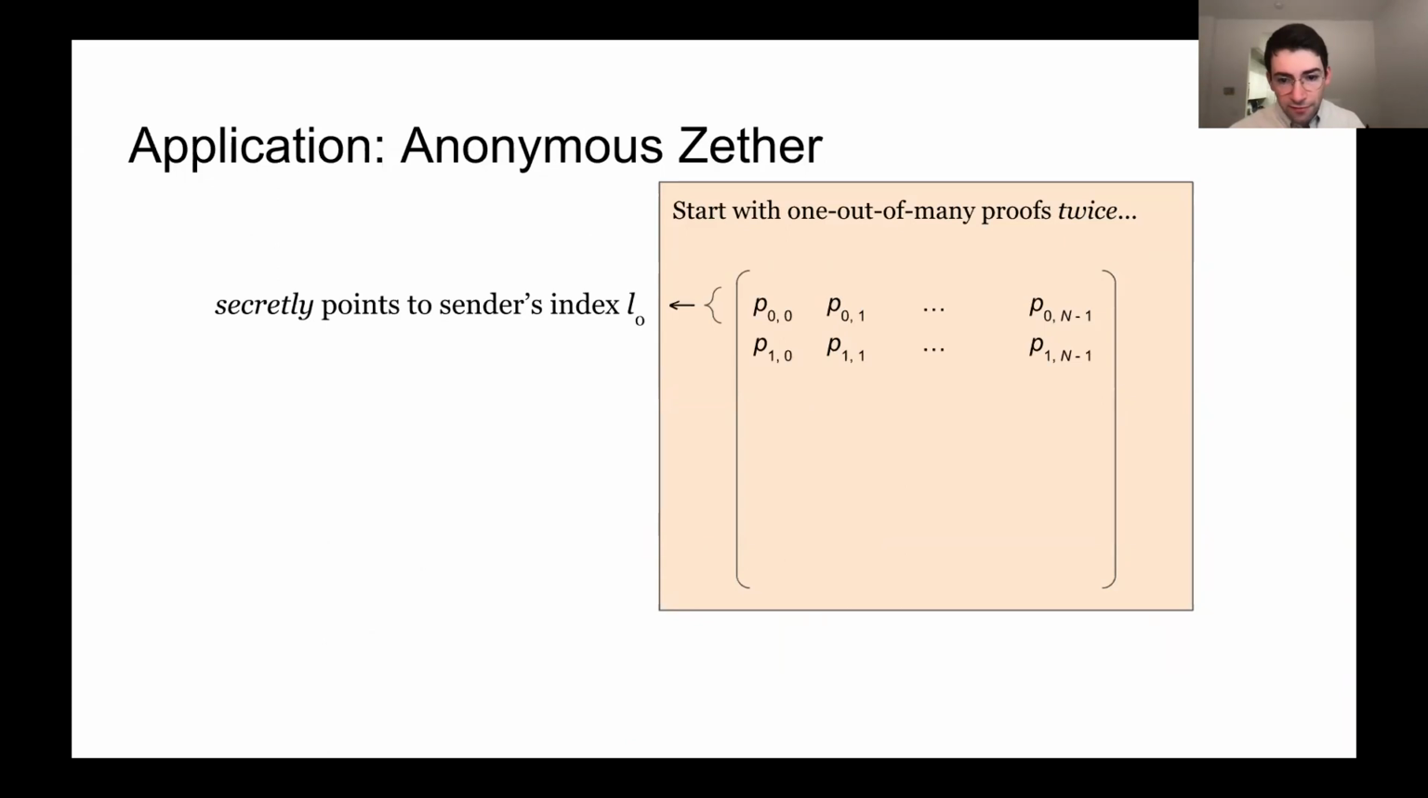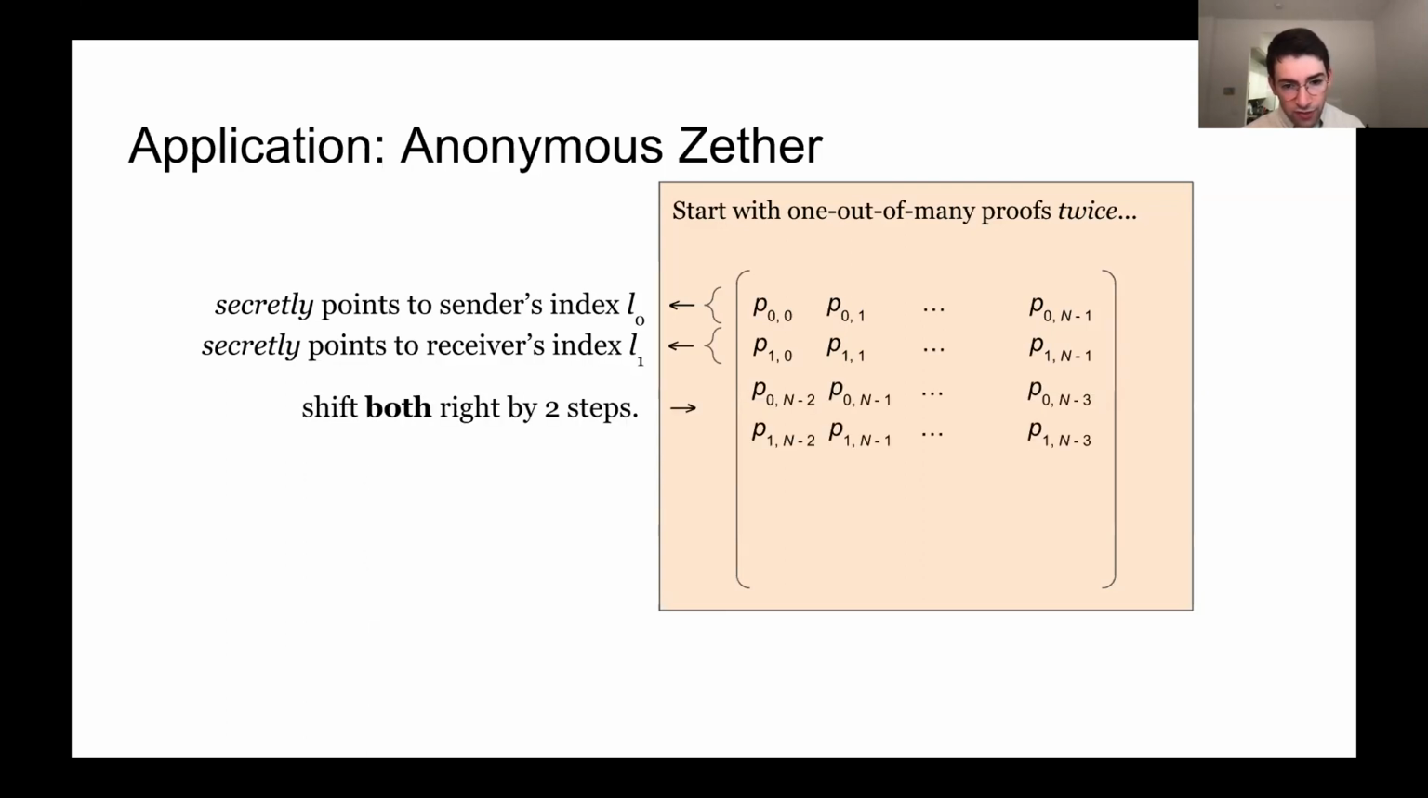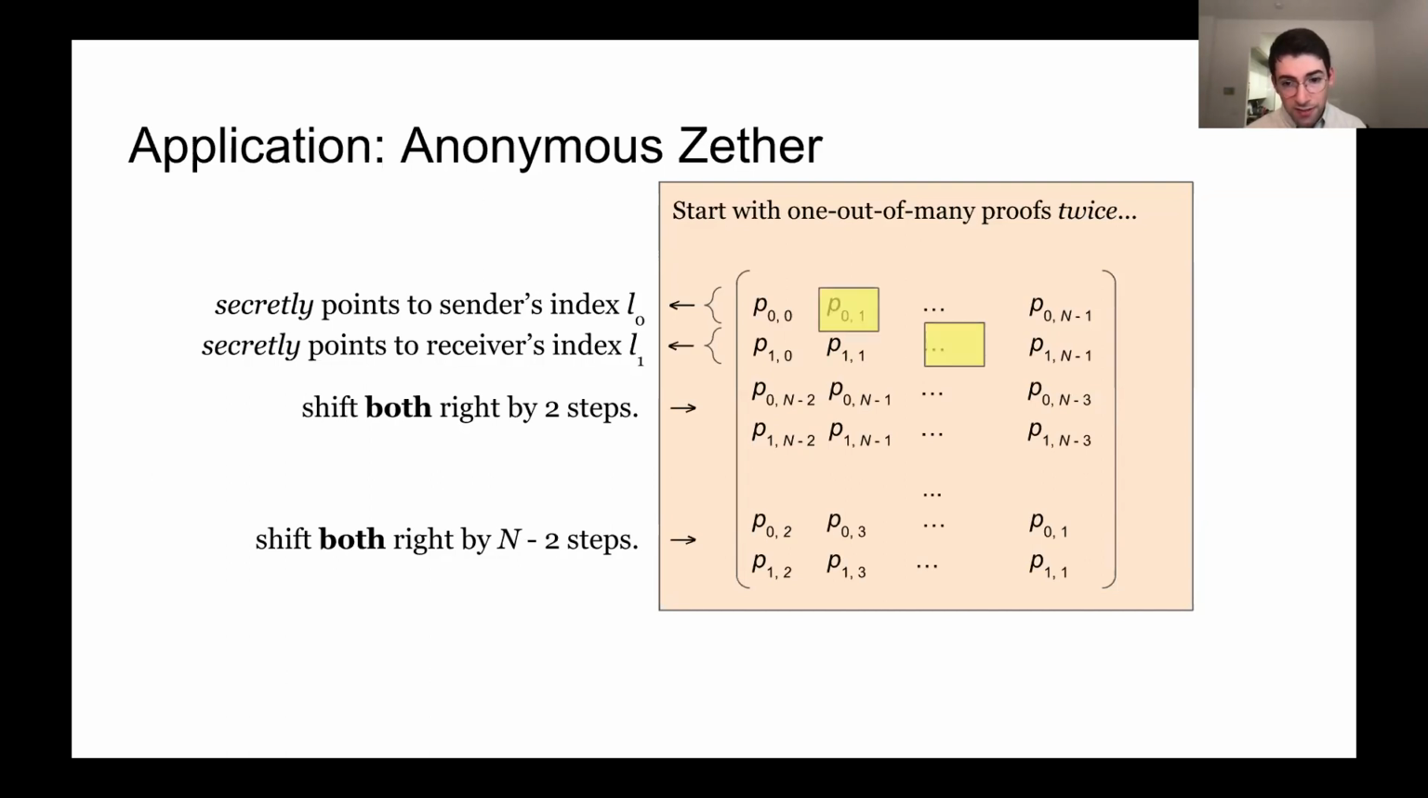So in the view of the verifier, we basically get two rows of a matrix, one of which secretly identifies the sender's index and one of which secretly identifies the receiver's index. And what we're going to do is actually shift both of these to the right by 2 steps. And we're going to keep doing that until we finish the matrix. And what we want is that this should basically be a permutation matrix, okay? And whether this is a permutation matrix or not actually depends on the parities of L0 and L1, okay? So this is how we want it to look.